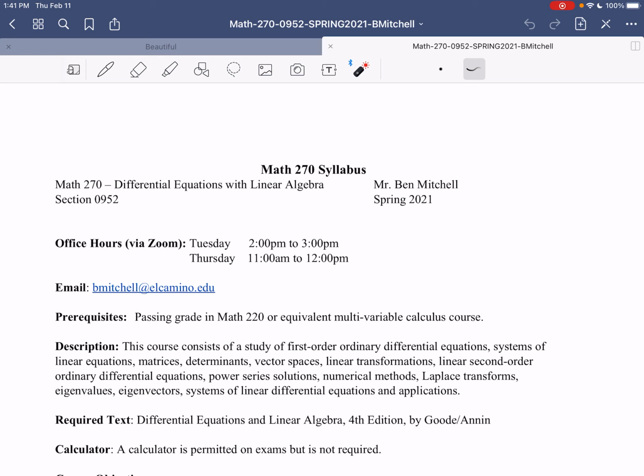Let's get to the required materials for this class. We do have an essential textbook for this class. The required text is Differential Equations and Linear Algebra, the 4th edition by Goode and Annin. You definitely need to make sure to get the 4th edition of this textbook, as a lot of your recommended exercises are chosen from this text. And of course, one of the things they do between each edition is change all the problems. So you want to make sure you have the 4th edition of the textbook.